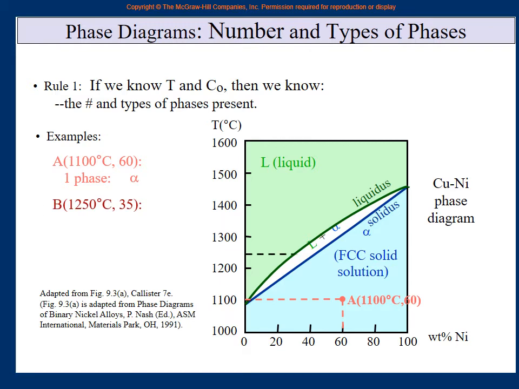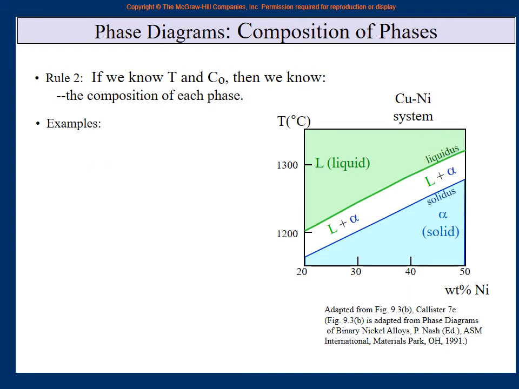Another example, take a 35 weight percent alloy and take a temperature of 1250 Celsius. So 35, this is 20, 30, 35, draw a vertical line. And then see 1250, you go horizontal line, it is inside. Inside means it is liquid and solid. So at 1250 Celsius, there will be liquid phase and alpha phase. Let us take another example.